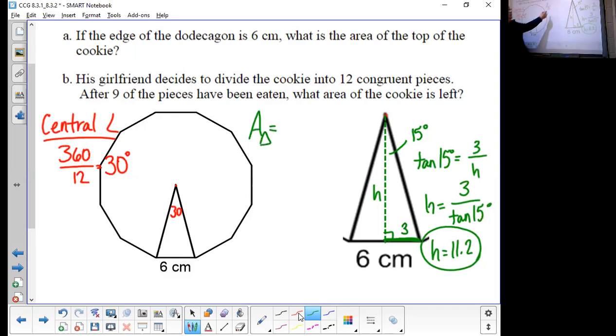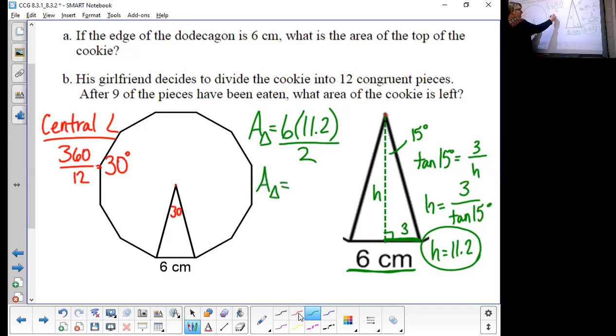Now I'm going to find the area of my triangle. The base of my triangle is 6. It's from right here. The height is 11.2. And if I'm doing a triangle, I have to do base times height divided by 2. So I'm going to multiply 11.2 times 6, and then divide it by 2. And I get that the area of one triangle is 33.59.